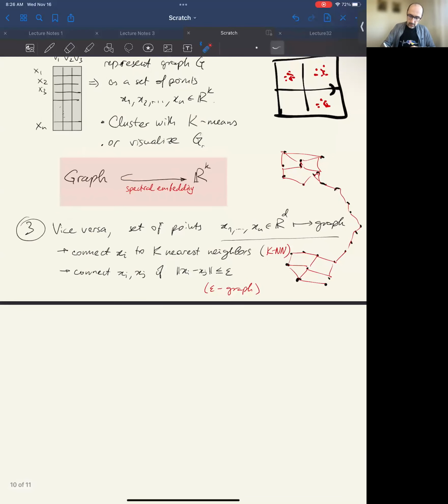Good. So we have achieved two goals already. One of them is that we can visualize the graph as a point set. So we embed the graph in RK. And the other one is we can embed the points in RK into the graph, which means, let's just stop and record this. So this is 2 and 3, imply that we have kind of established a two-way street between graph theory and Euclidean geometry.